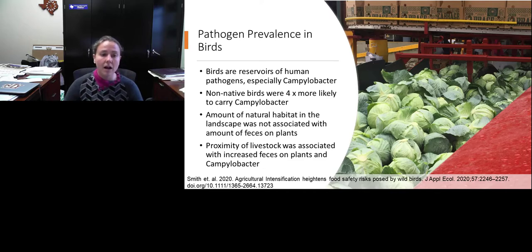Okay? And the amount of natural habitat in the landscape was not associated with the amount of feces on plants. So you might have shifts in those bird populations, but the overall number of feces remains the same, right? And the proximity of livestock was associated with increased feces on plants and increased Campylobacter. So from some of the other studies that we've presented today, that's consistent with that. The proximity of livestock really seems to be a consistent risk factor there. All right, really good news.